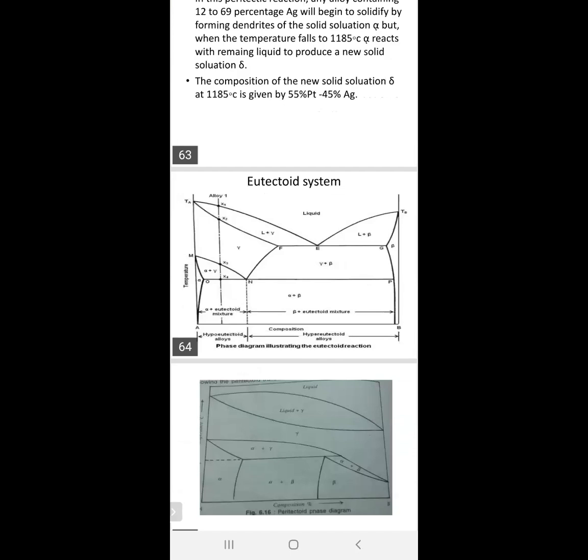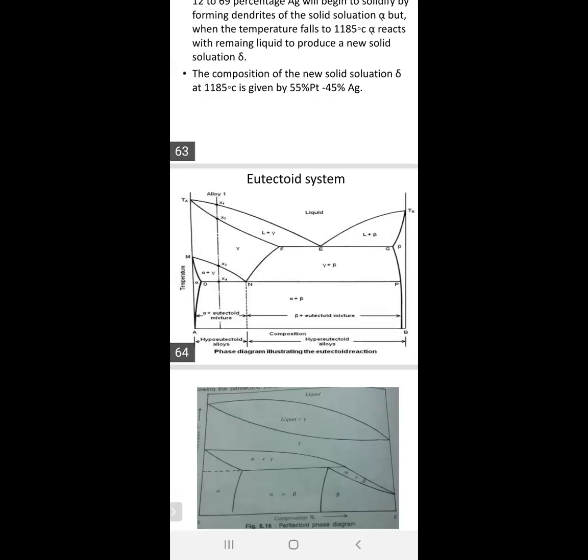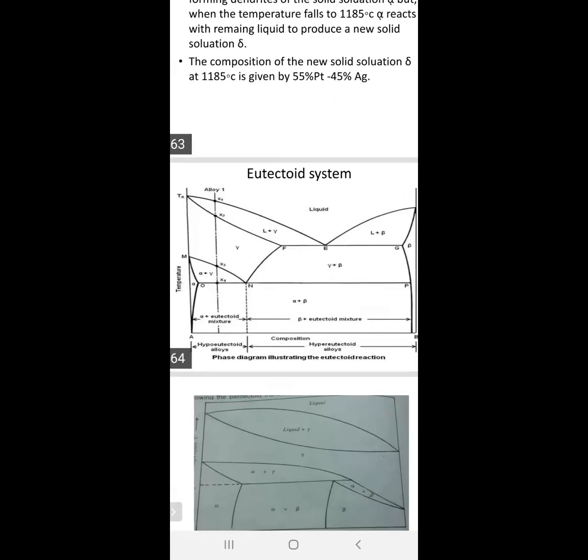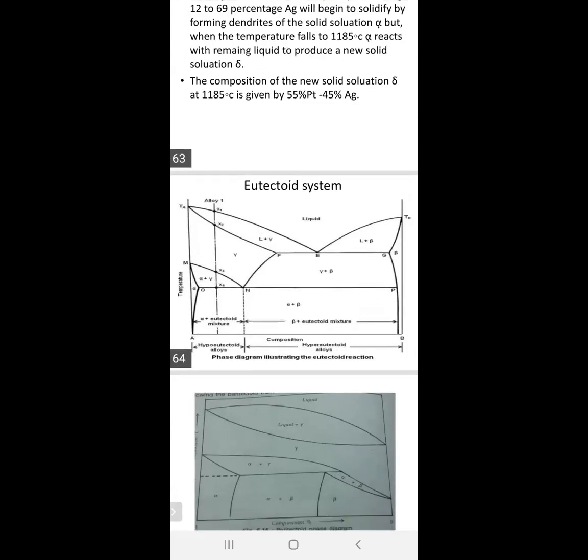Tell me. This is the phase diagram. Just look at it and you will identify that one solid phase is there. That solid phase transformed into two solid phases at one point. When it crosses one line, that is the eutectic temperature line.